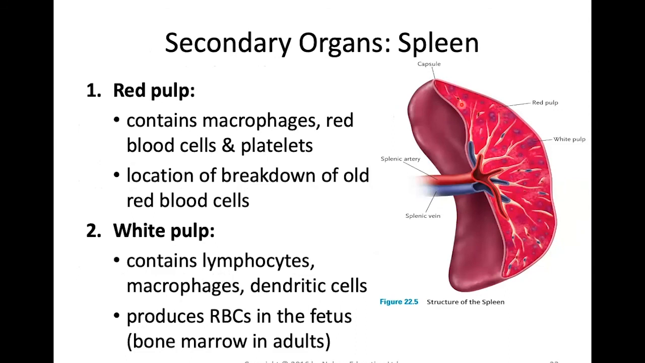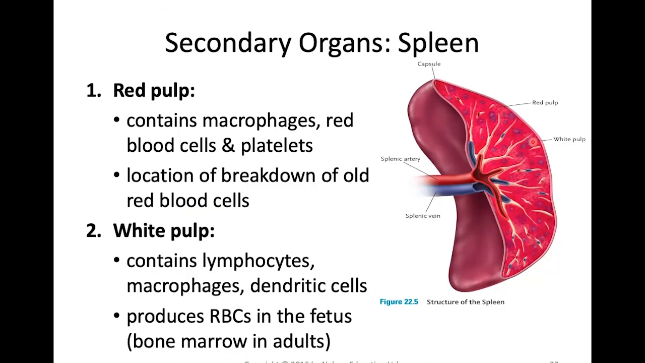Now, the red pulp contains a number of specific cells. It has macrophages, red blood cells, and platelets. This is where the old red blood cells are going to be broken down. And what do we need to break them down for? Well, they live for about 120 days, and once they die, we need to recycle those components, specifically the iron contained within the heme groups that make up our hemoglobin proteins. So the red pulp is responsible for the breakdown of those old red blood cells as they circulate into the spleen, and then the blood flows out of the spleen.